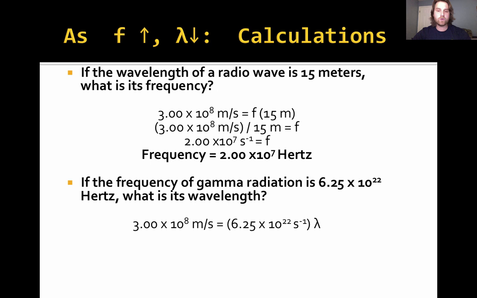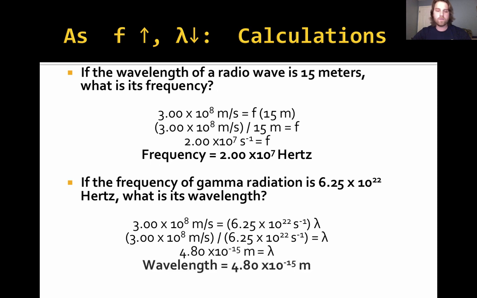So we need to solve for lambda by dividing both sides by 6.25 times 10 to the 22nd. Okay, lambda is now by itself, and we do 3 times 10 to the 8th divided by 6.25 times 10 to the 22nd. And we get our wavelength, which is equal to 4.80 times 10 to the negative 15th meters.